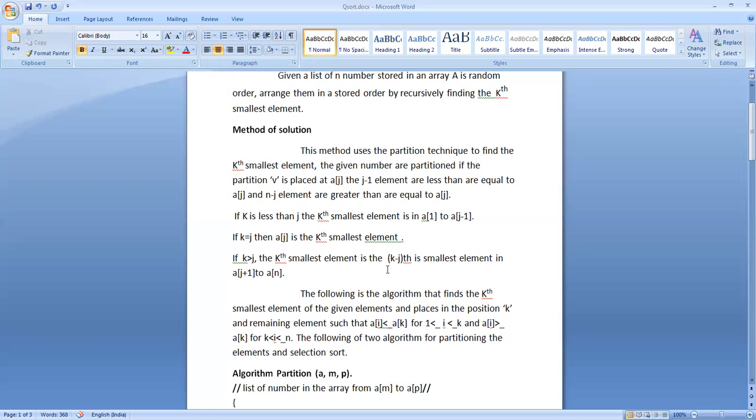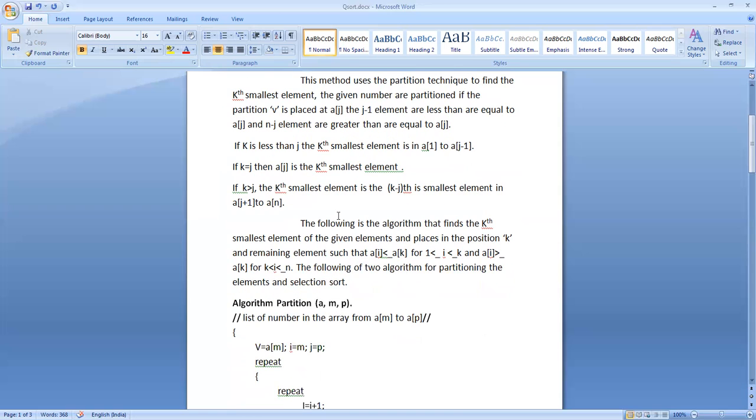See, again I come to this example. You are given some 10 numbers and you want to find the 7th smallest value. Now, instead of the 7th smallest value, you have found the 5th smallest value. That means the 7th smallest value will be available in the range a of 6, a of 7, a of 8, a of 9, a of 10. Only among those numbers can you find the 7th smallest value. So that's what they mean. If k is greater than j, the kth smallest value is the k minus jth smallest value in a of j plus 1 to a of n.